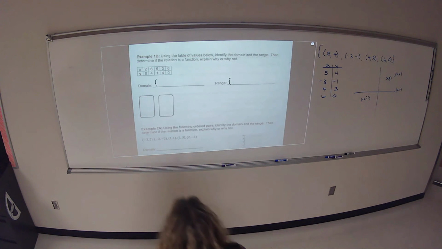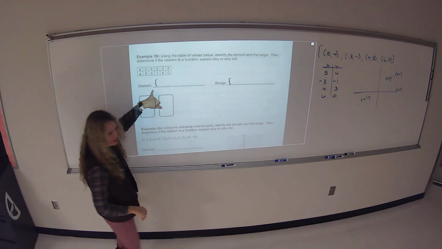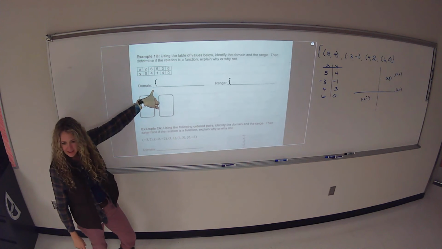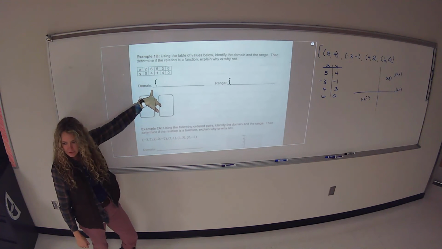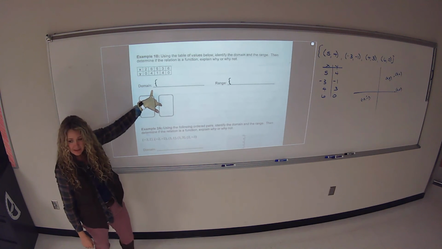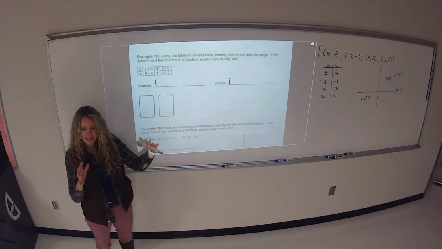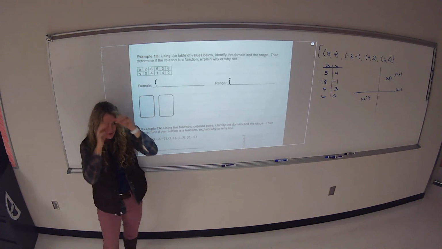I'm gonna remind you guys, when you list a domain and range, see these little squiggly bracket things? You're gonna wanna have that around your list of things. That's actually a symbol that means you're listing a series of something or a list of something.